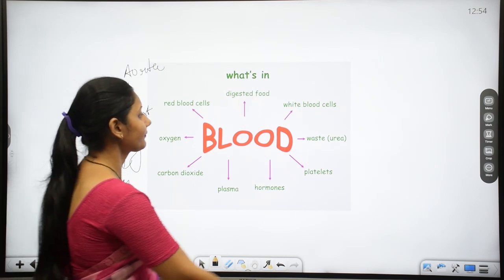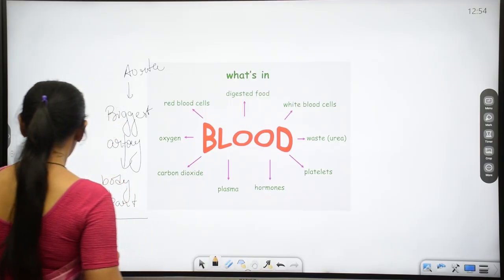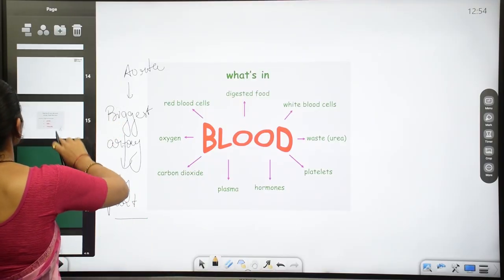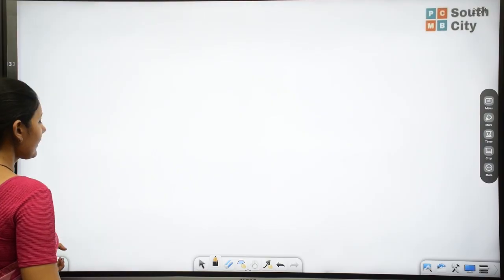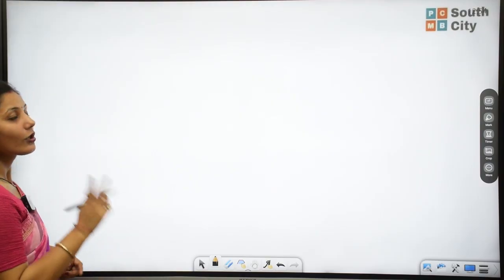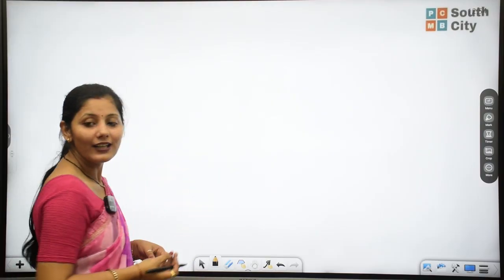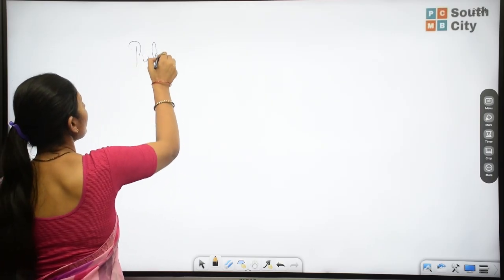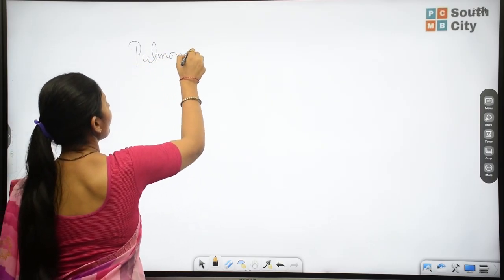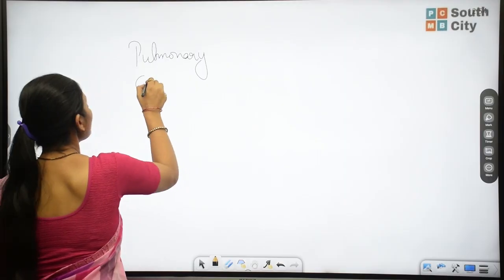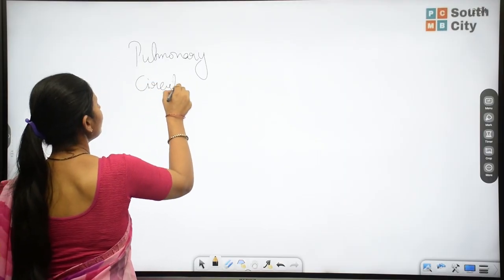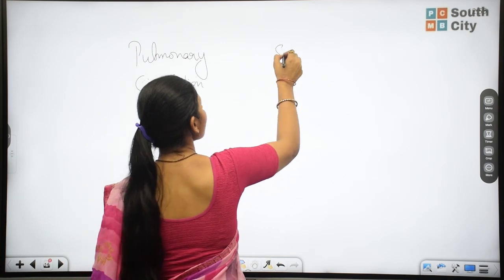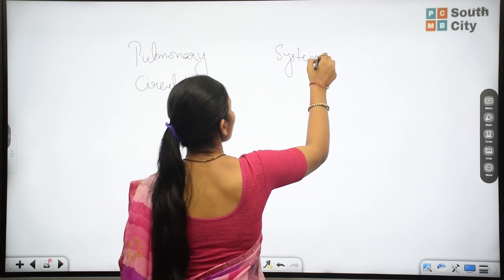Okay? Now see, our circulation has two types. The first one is known as the pulmonary circulation, and the second one is known as systemic circulation.